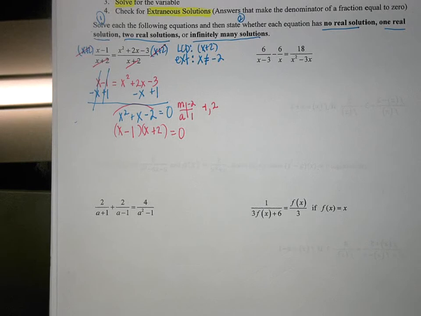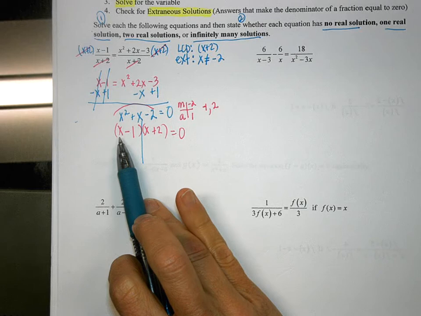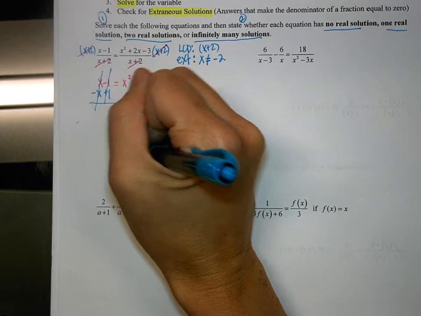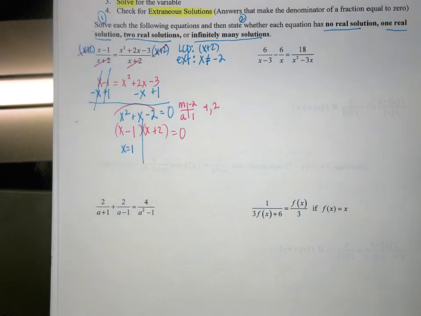Okay? The next thing we're going to do is solve each of those. So when I set x -1 equal to 0, what does it equal? This equals +1. When I set x plus 2 equal to 0, what does it equal?